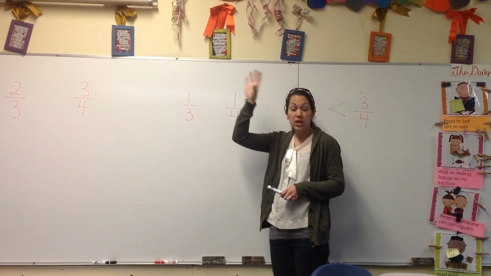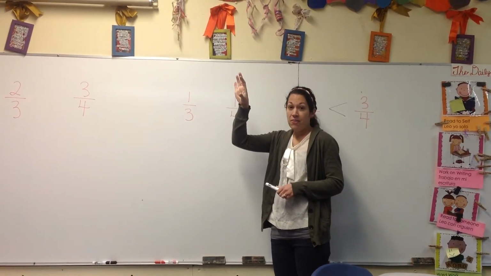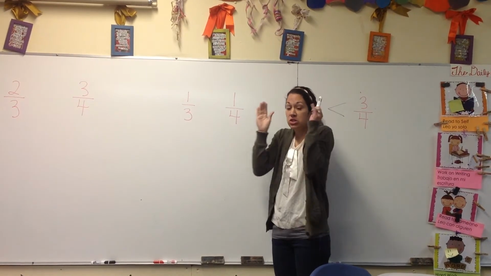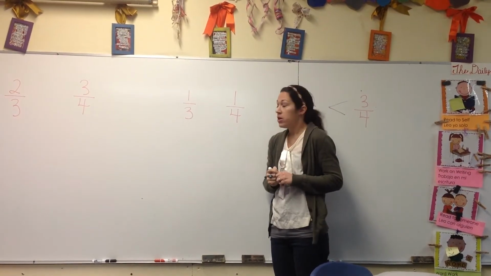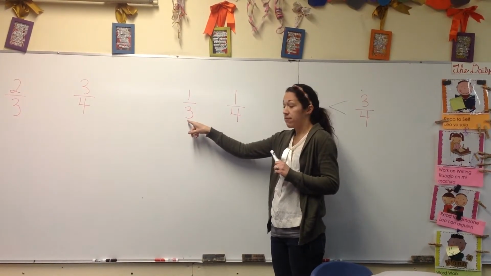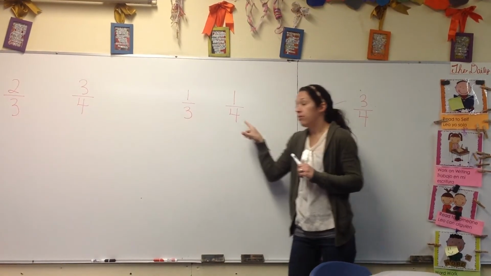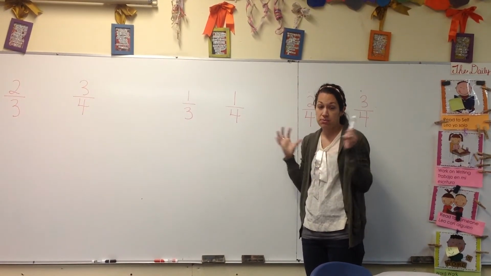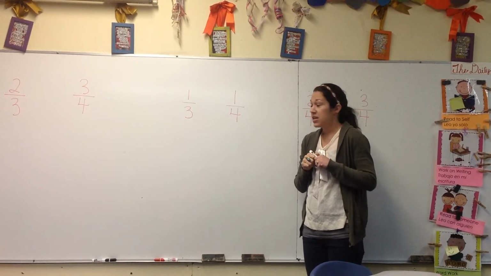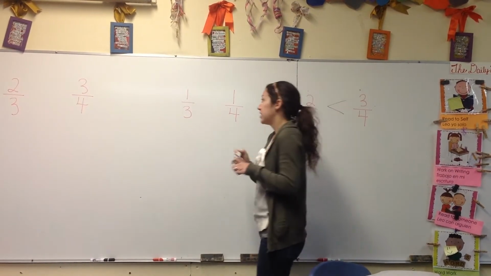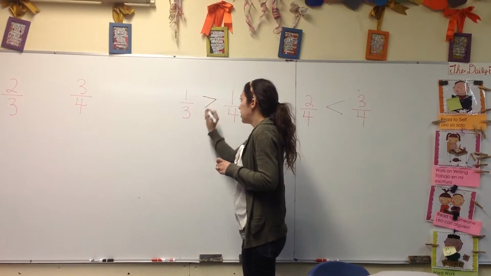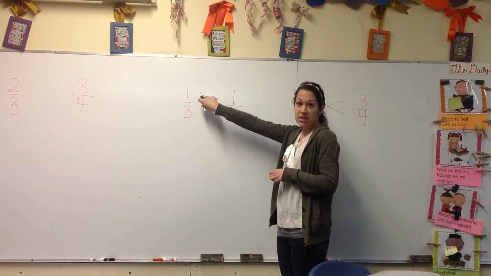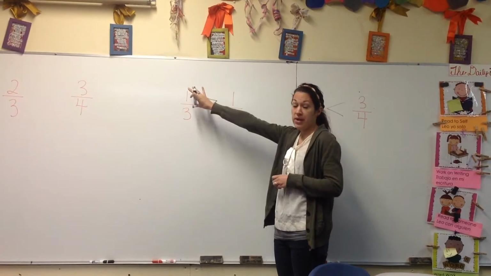When my numerator is the same, then the greater fraction is going to be the one that has the smaller denominator. So look at the denominators. I have 3 at the bottom here and 4 at the bottom here. Which one do you think is the smaller number? It's 1/3. Good. So that is my greater fraction. Remember, that big end of your greater sign points to the greater fraction.